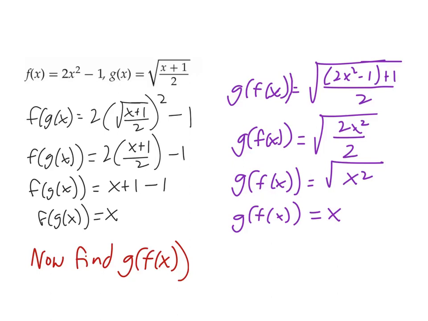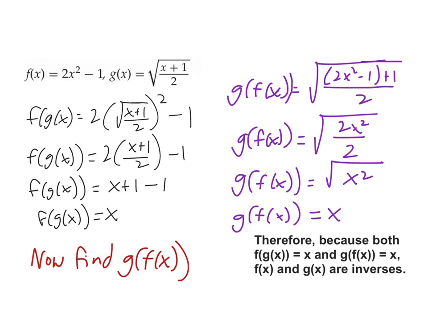I've proven that f of g of x equals x and g of f of x equals x. Now, if you remember on the recipe page, there was that last line in red, your conclusion. So now you need the conclusion. Okay? And this is the conclusion. Therefore, because both f of g of x equals x and g of f of x equals x, f of x and g of x are inverses.